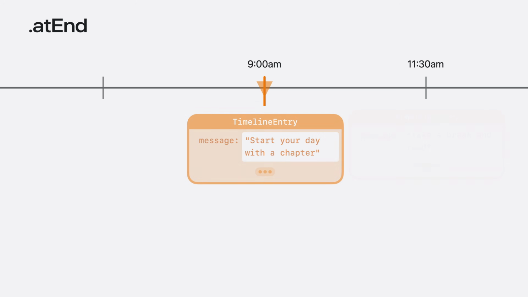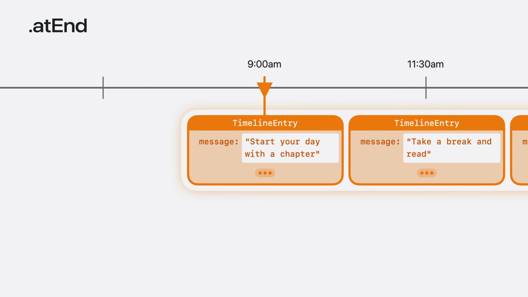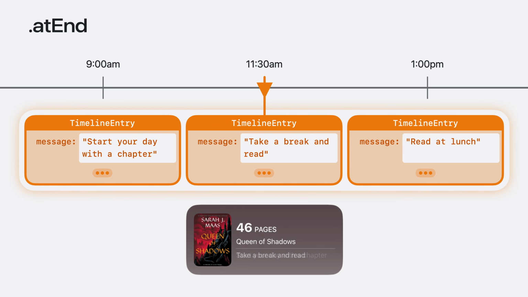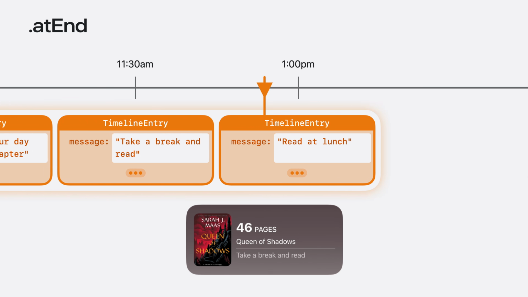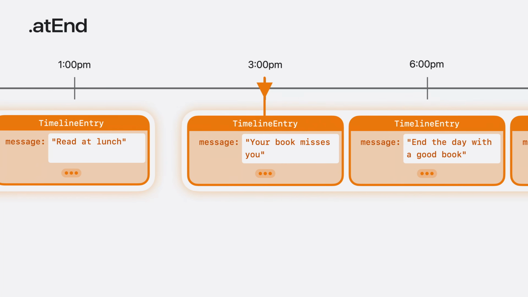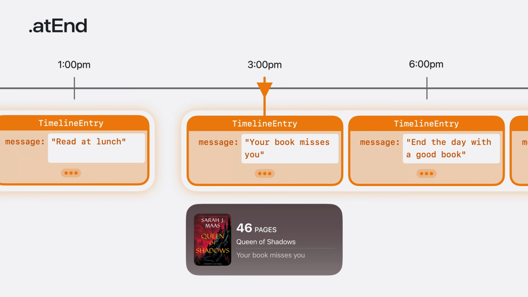The at end policy indicates that the timeline should be reloaded when all timeline entries have been exhausted. Throughout the day, new timeline entries will be rendered. When the last entry has been shown at 1 p.m., the system issues a reload, asking your widget extension for more content. Your widget extension will provide a new timeline with more timeline entries.